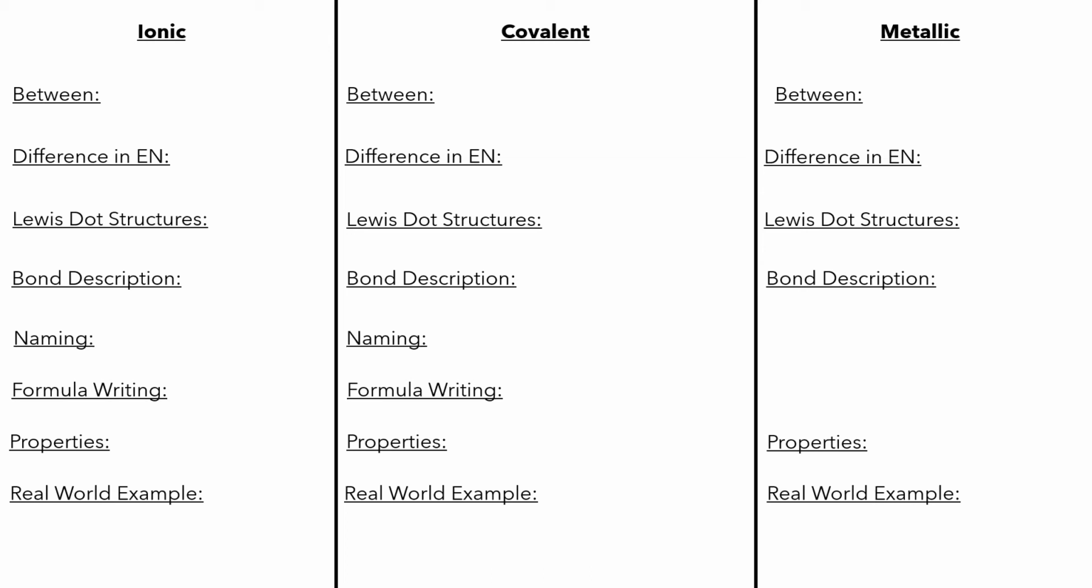So today, y'all, I'm going to show you guys how to create your types of bonds poster. Notice the first thing you guys should do is to label your different sections: ionic, covalent, or metallic. And then there are required information needed on your poster. So you guys need to provide information in these different sections here.